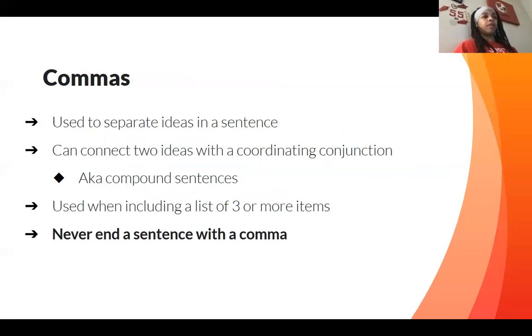And probably one of the most common grammar things is a comma. They're used to separate ideas in a sentence. They can connect two ideas with coordinating conjunctions, aka compound sentences, which we saw back in What Was a Sentence. So those were things like and, or. And then it's used when also including a list of 3 or more items. And you will never end a sentence using a comma. It'll always be one of the 3 punctuation marks we talked about.